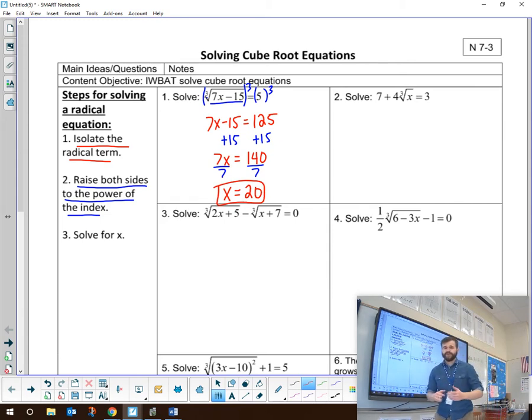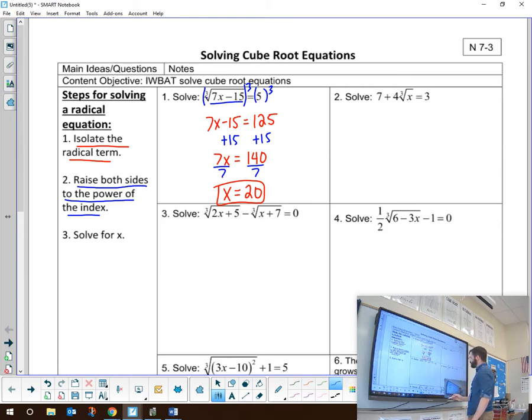So that's all you have to do. Get your cube root by itself, raise both sides to the power of 3 to cancel it out, and then solve for x if there was an equation still inside there. Okay? All right. Our next one here, we have 7 plus 4 cube roots of x equals 3.